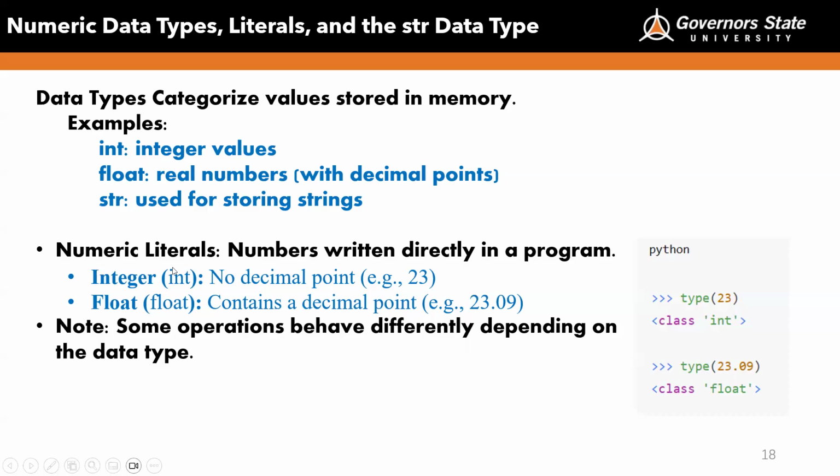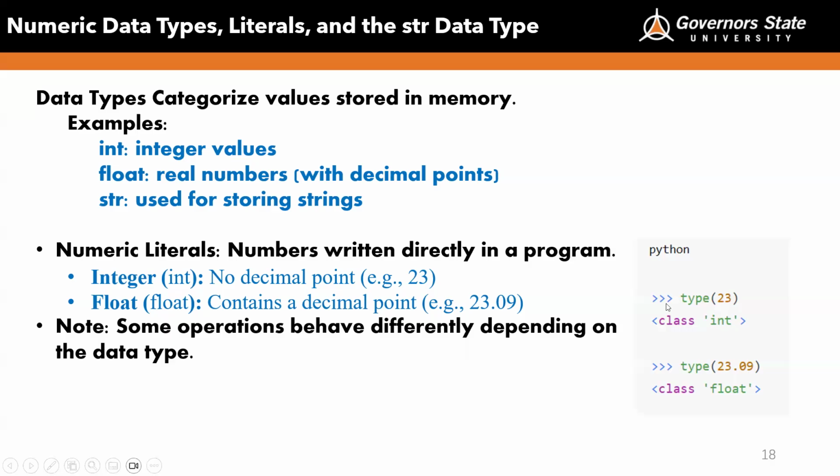And also we have numeric literals. Those are numbers written directly in the program. It can be an integer here, and also a float here. The example for the integer is something like this one, but the float number has to have the decimal point. And some operations behave differently depending on the data type.